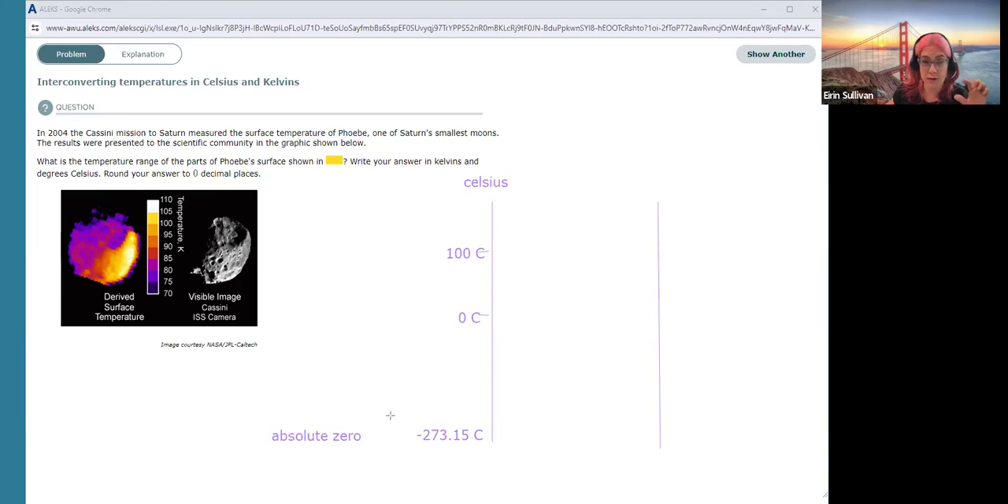So if the size of a degree is the same, 0 in Kelvin will be at the same point as minus 273.15 on the Celsius scale. So this is 0 Kelvin, and we just use the symbol K.